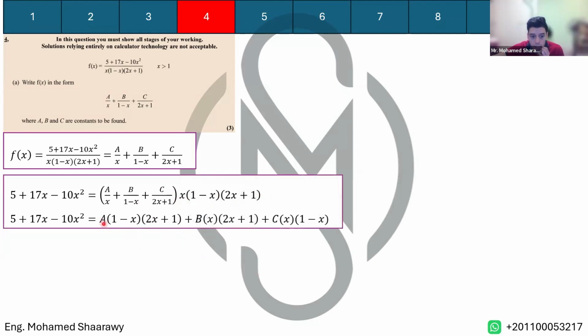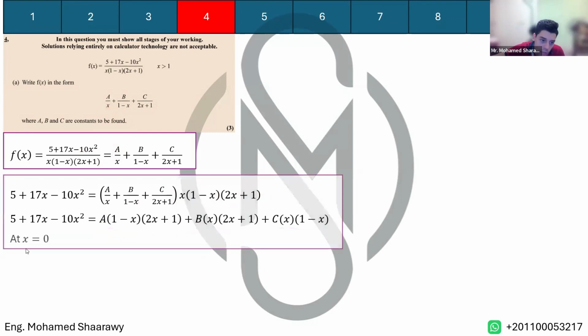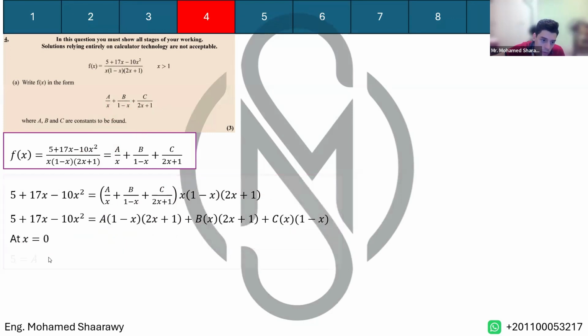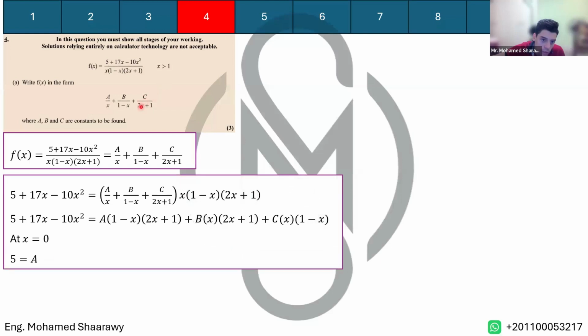Okay, in order to get a, b, and c, I can substitute x with the values which make these denominators equal to 0. So for example, what makes x 0? If I just substitute x with 0, here it will be 1 and here it will be minus 5. So if I substitute x equals 0 in these two sides, this side will give me 5, and this side will give me just a. So a is 5. This is the first thing.